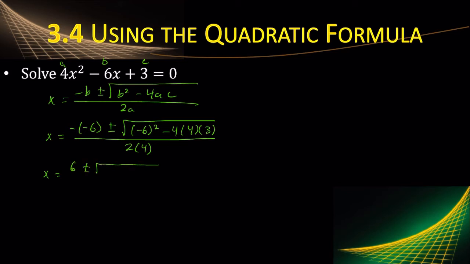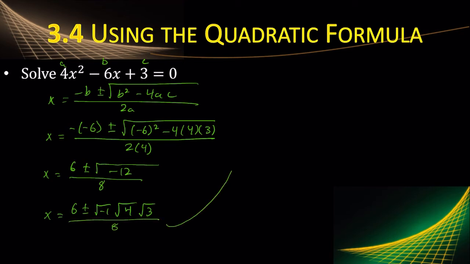And the square root simplifies to be negative 12. Bottom is 8. Oh, hey, could we simplify that, square root of negative 12? That'd be square root of negative 1. And then 12 is 4 times 3. Okay, so the square root of negative 1 is i. Square root of 4 is 2. Looks like that.